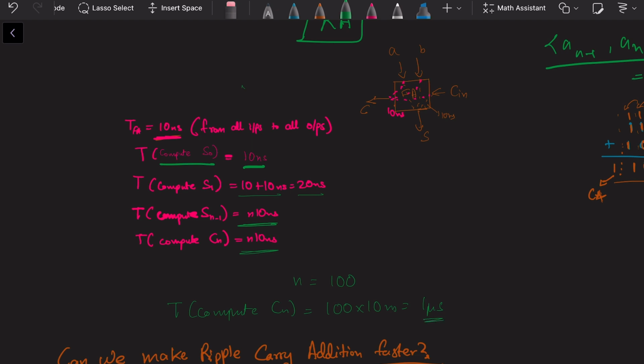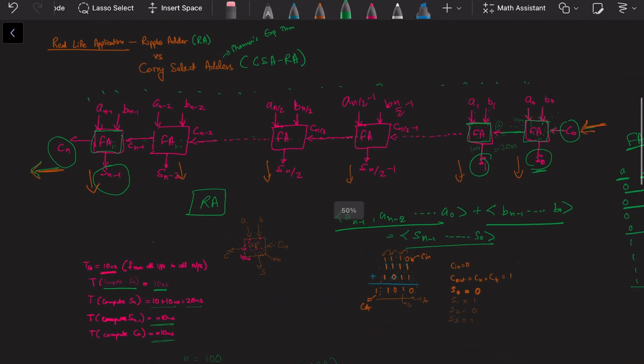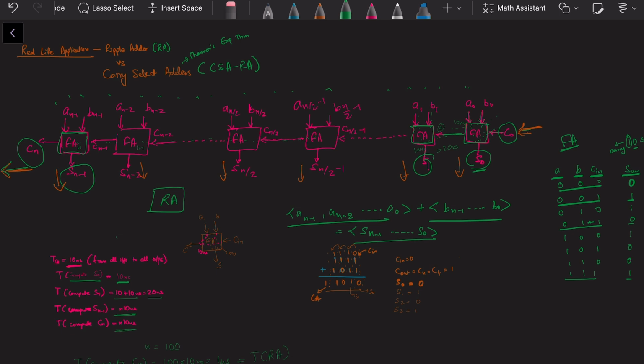Note that this is also the delay of the entire ripple adder to compute all its outputs. Because by the time 1 microsecond has passed after all the inputs have been deposited, all these values have been computed, because this will be the final value that this adder chain computes. And by the time it starts computing this, these values have already been computed, because it takes less time to compute this than to compute Sn minus 1, because the delay keeps adding down the chain.